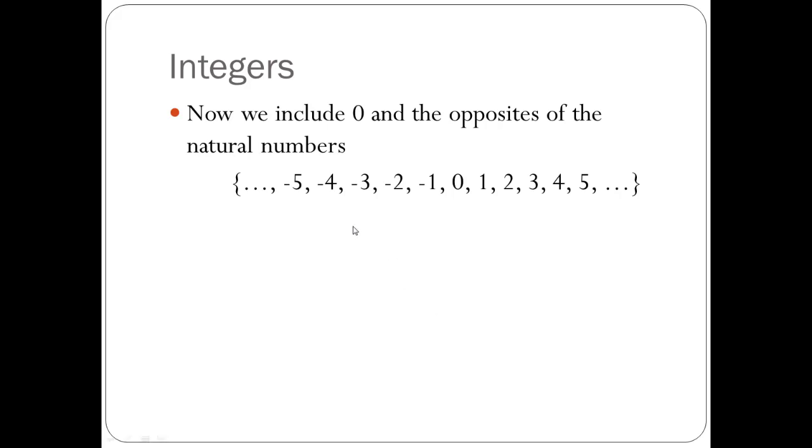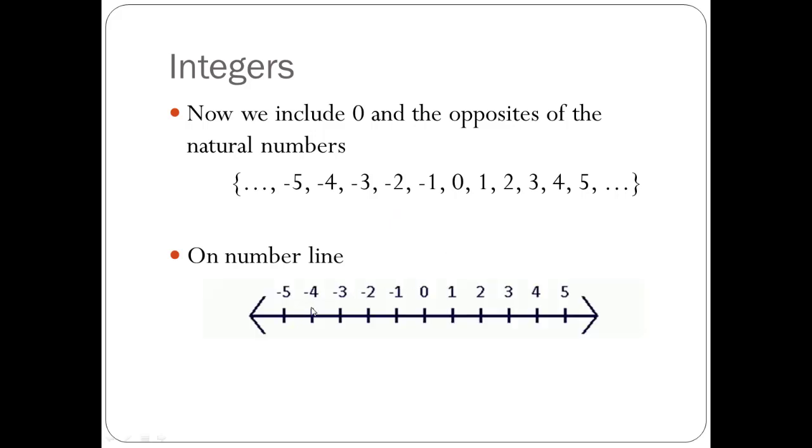Extending the integers from the natural numbers, all we really do is we take the natural numbers, starting at 1, add 0, and all the opposites, all the negatives of the natural numbers. Then on the number line, well, that's a fairly easy flip to make. Now we have all of these tick marks taken care of, going infinitely in both directions.